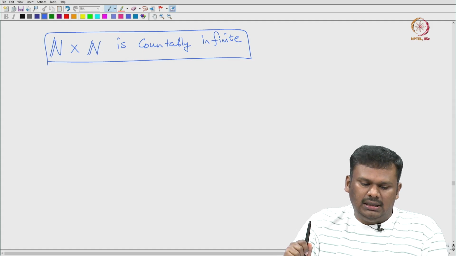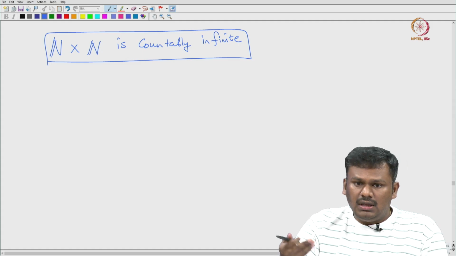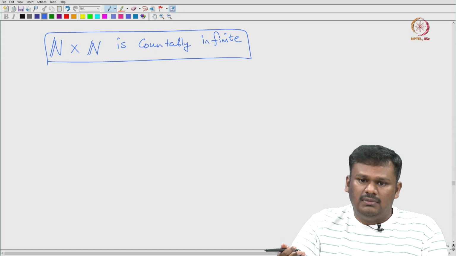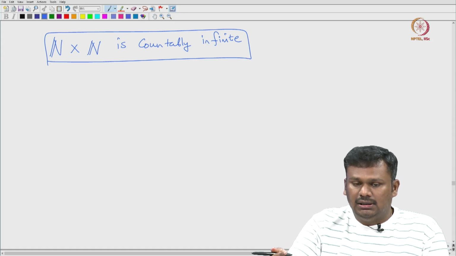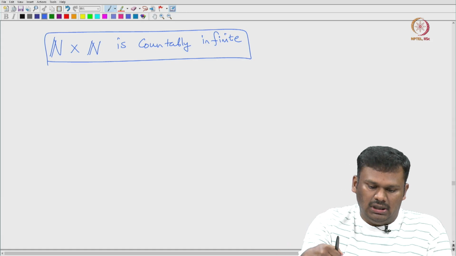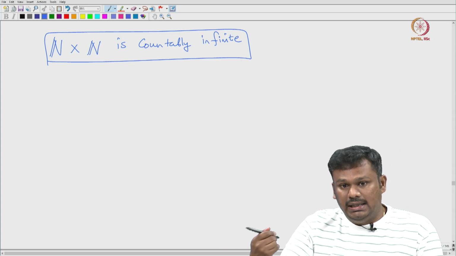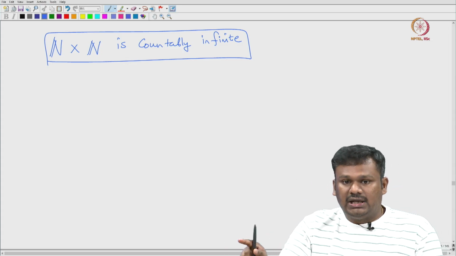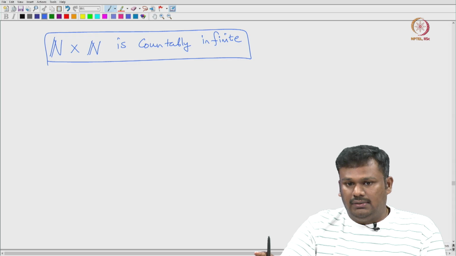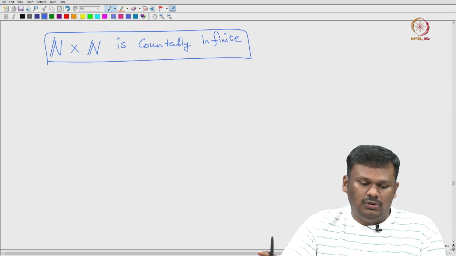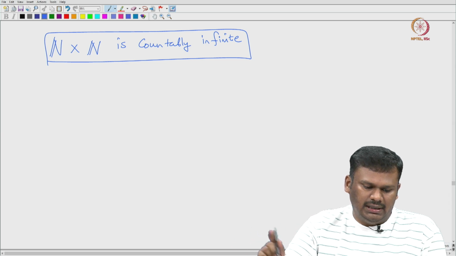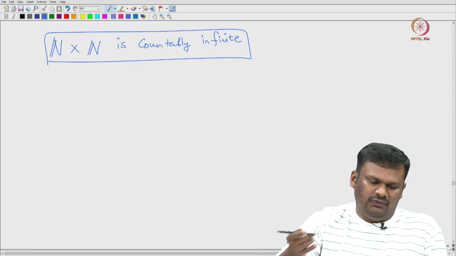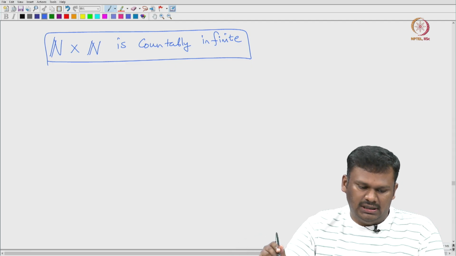So, you are interested in actually finding a surjective map from n to n cross n, or you have to get an injective map from n cross n to n. Okay. If we are able to do one of them, then we are done. So, let us try to do both. Okay. And then you will see that each proof relies on some interesting combinatorics and algebra.